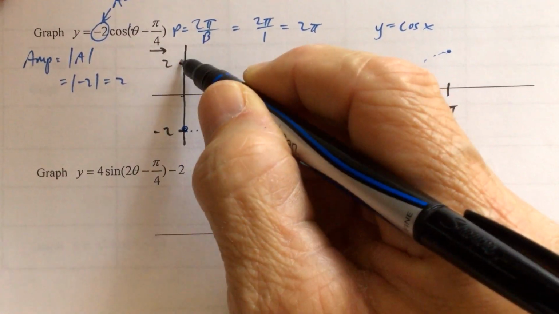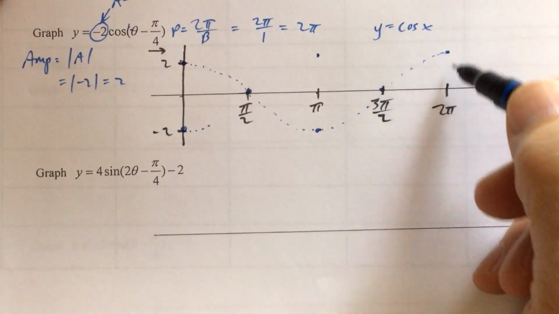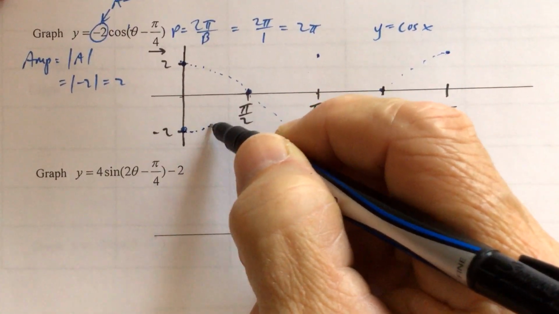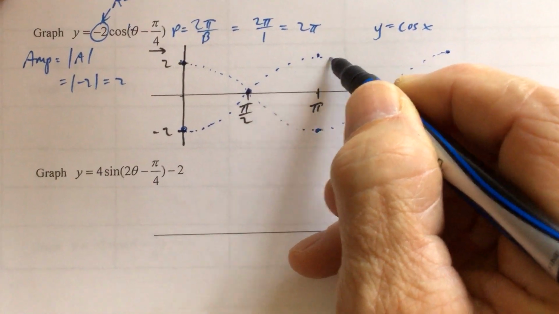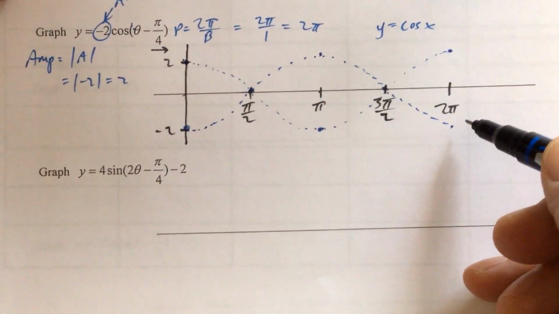So we have this point here, this point gets reflected, the one on the bottom gets reflected, and the one on the top gets reflected. So it actually looks like this. So flipping this graph over the horizontal axis would look like that.